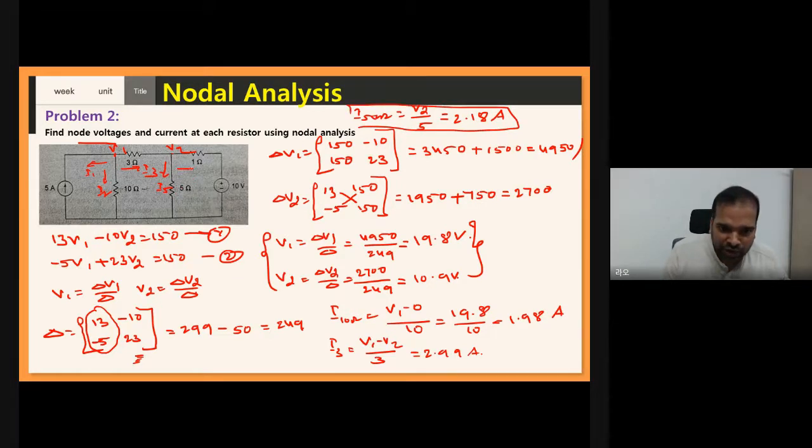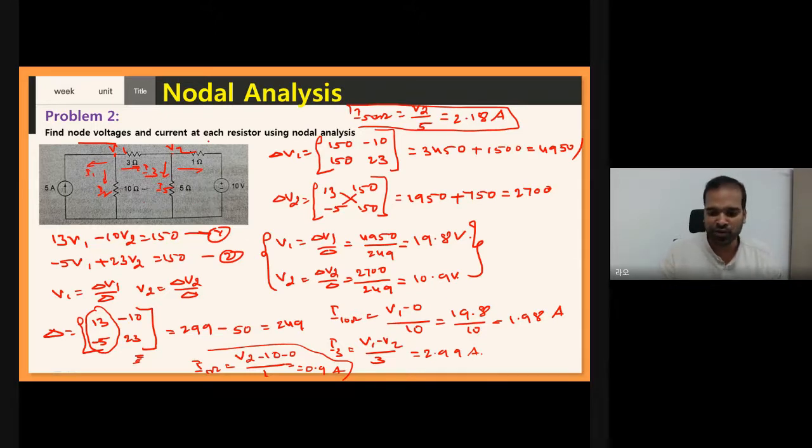Now what is the current flowing in the 1 ohm resistor? You can write current flowing in the 1 ohm resistor equals V2 minus 10 by 1. Of course you will write minus 0 here, it doesn't change anything. So if you substitute V2 equals 10.9 minus 10, by 1, you will get 0.9 ampere. Now see here, once you know node voltages, you can find the current flowing in each branch. Once you know node voltage and current flowing, then you can find power at any branch. So here node voltage is what?